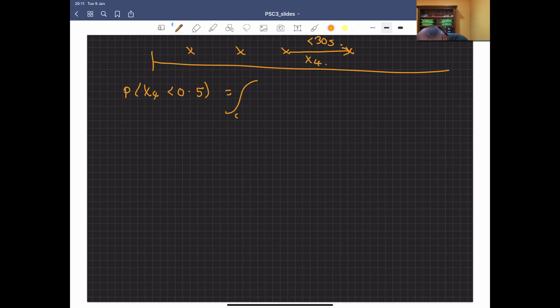So we're going to integrate from 0 to 0.5 our exponential, which is going to be 3e to the minus 3x dx, which is minus e to the minus 3x from 0 to 0.5, which is 1 minus e to the minus 1.5. Or you could do this by using pexp(0.5, 3).